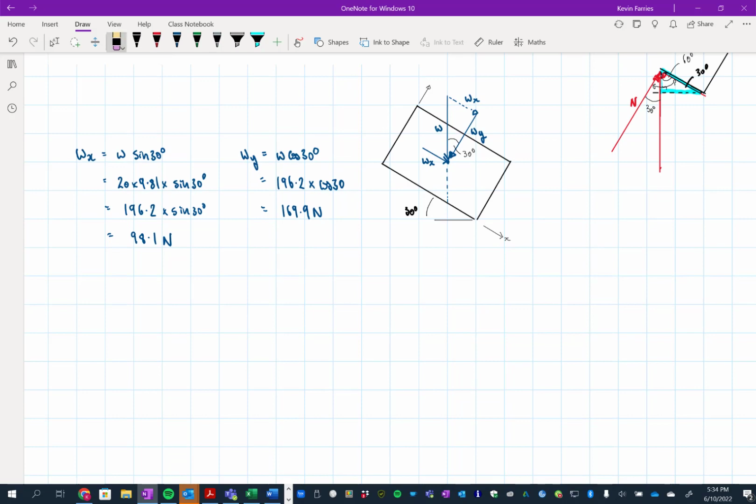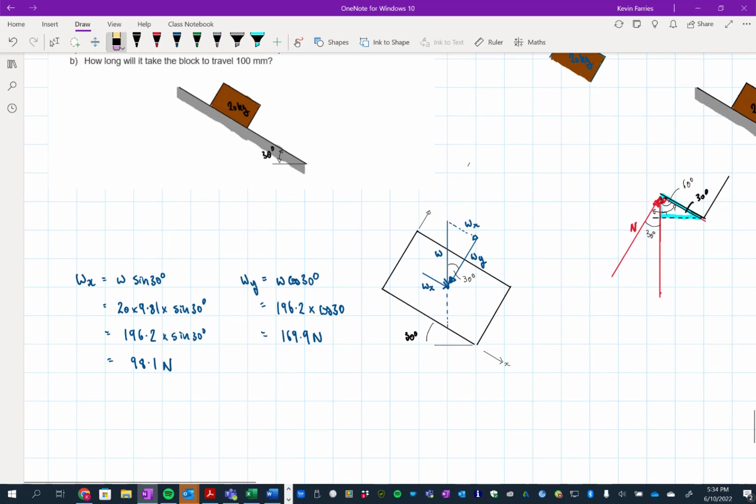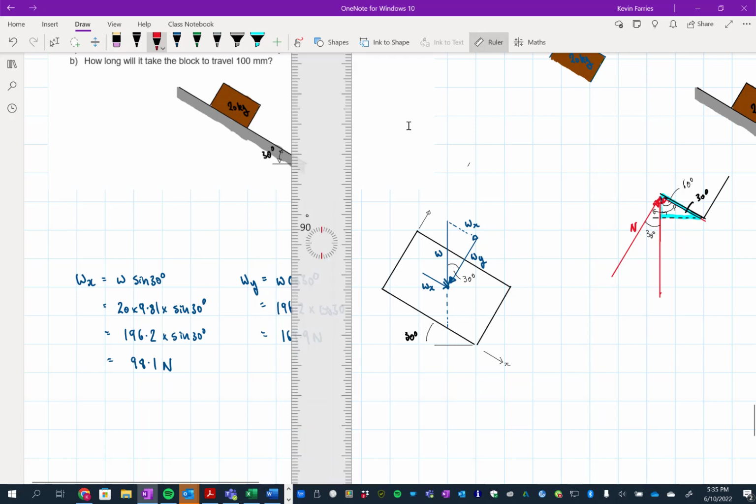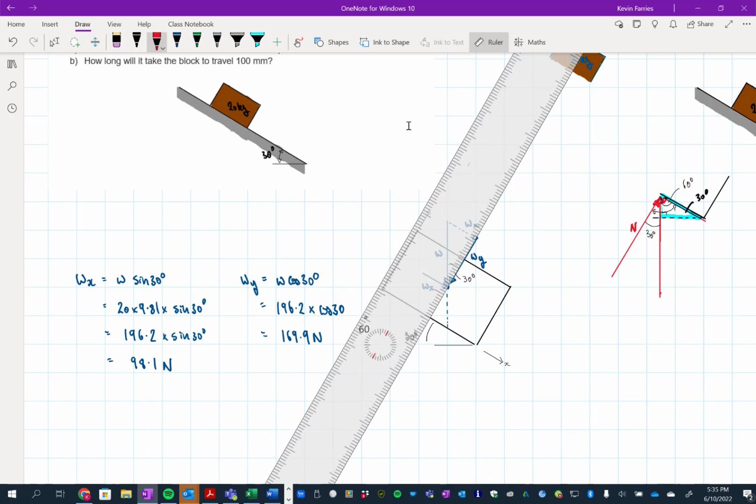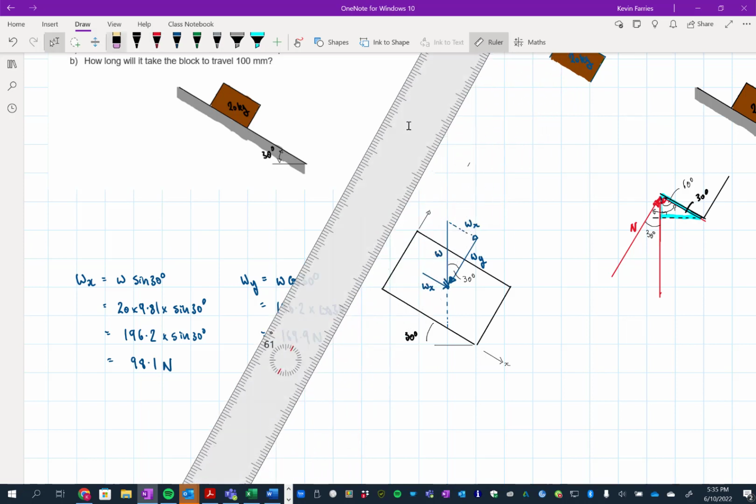Okay, and then what? So we've figured out those components now. So we know the force pushing this block down the hill is 169.9 newtons, and we know that the normal force, so this Wy, that's the normal force, is 98.1 newtons. Certainly the component in the direction of the force might not balance because this thing is going to be accelerating off down the hill. Let me just move this back to where it started, so it's out of the way.